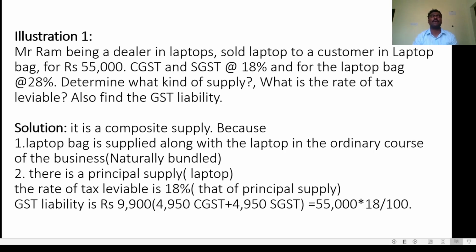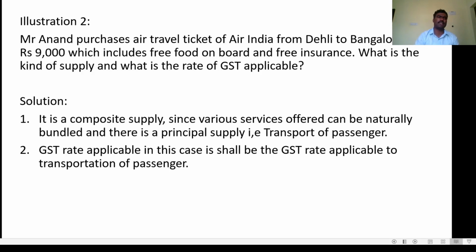Since the laptop is the main product and the rate of GST applicable is 18%, the tax rate leviable is 18%. With a simple calculation we can see the GST liability is 9,900. Out of this, 4,950 is CGST and 4,950 is SGST, calculated on the sale value of the laptop, which is 55,000, at the rate of 18%. We move to the second illustration.